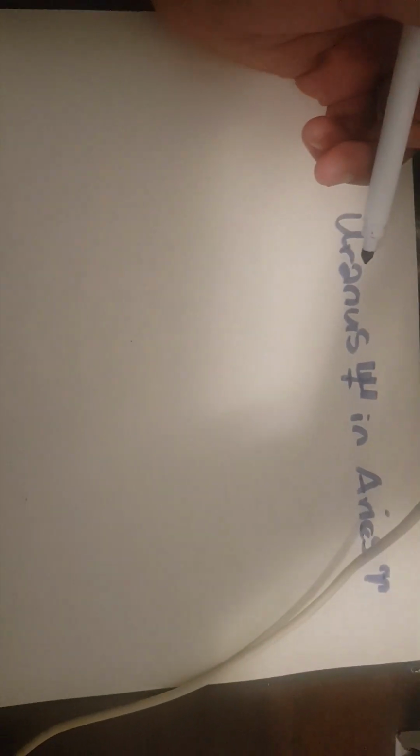Let me just put the Aries symbol. So yeah, Uranus and Aries. And then finally Neptune.